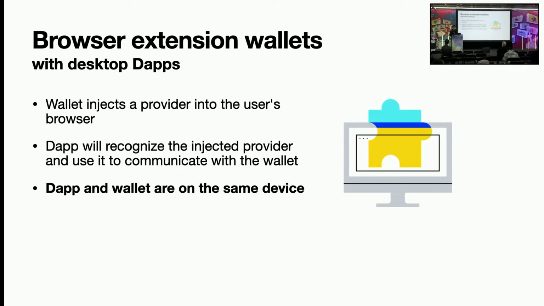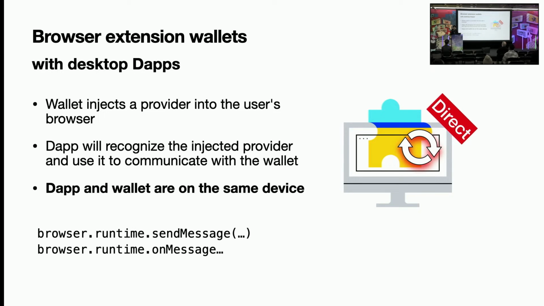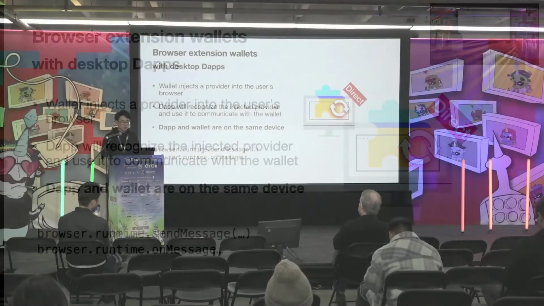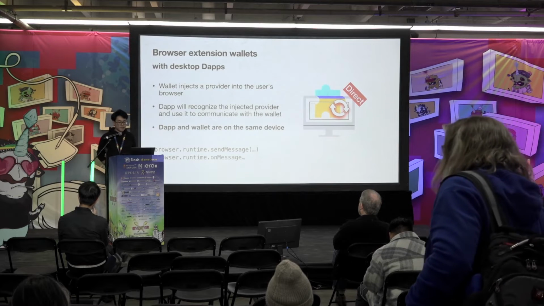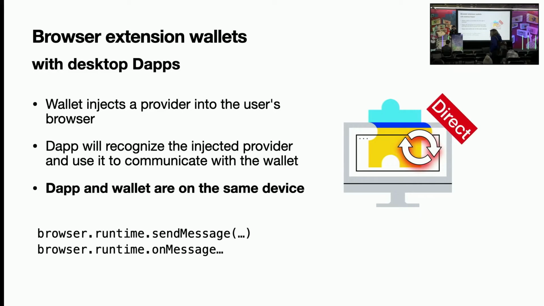First, browser extension desktop wallets, like Coinbase Wallet or MetaMask. These browser extensions inject an EVM provider and turn your regular browser into a Web3 browser. So the dapps can use this provider to communicate with the wallet. The key here is that the dapp and wallet are on the same browser, on the same device. So communication between the dapp and wallet is fairly simple. You can just use web browser APIs to send and receive messages between them. So the communication here is direct.